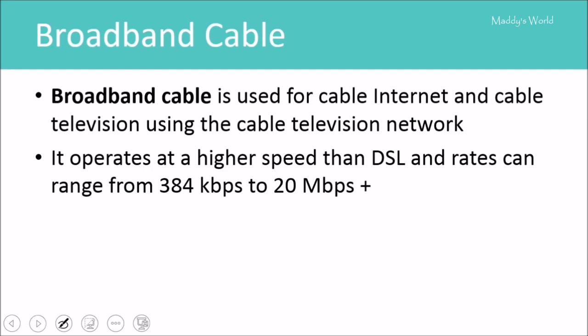All right, broadband cable. Broadband cable is just used for cable internet and cable television. This is probably what you have in your home, right? I have it in my home. It operates at a higher speed than DSL, and the rates can range from 384 kilobits per second to 20 megabits per second. So that's a pretty common network speed for home internet. This is something that you're probably using right now, and you may not even realize it until now, right? Because I just told you.